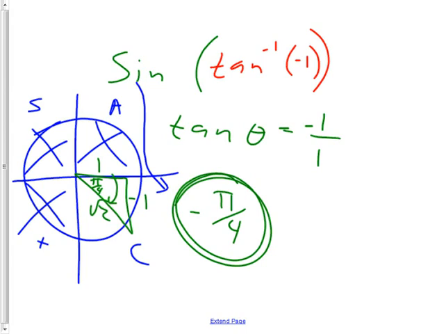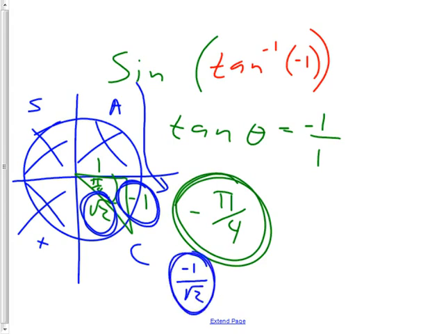Okay, now if we're going to do the sine on this, sine is opposite over hypotenuse. So opposite's here, hypotenuse is here. The answer is -1 over root 2. Sorry, I didn't finish. That was the inside. It was -pi over 4, and then I was doing sine of that. And sine is opposite over hypotenuse. Okay. Now, final answer looks like this.